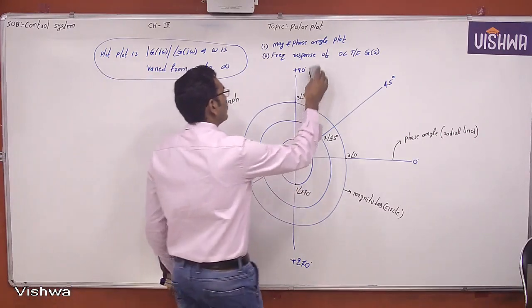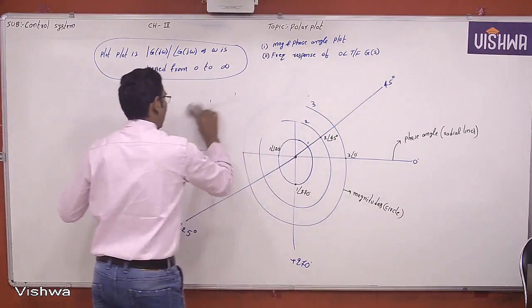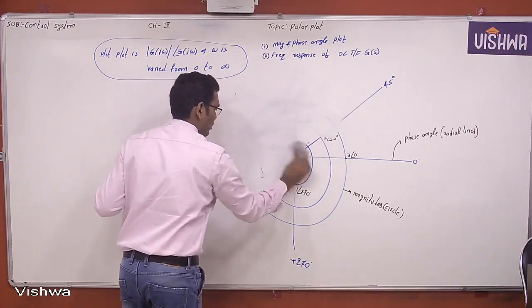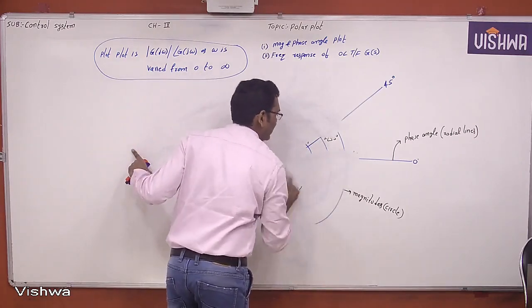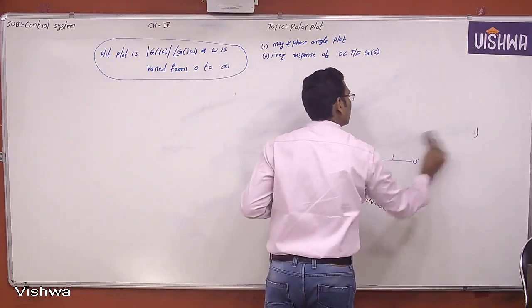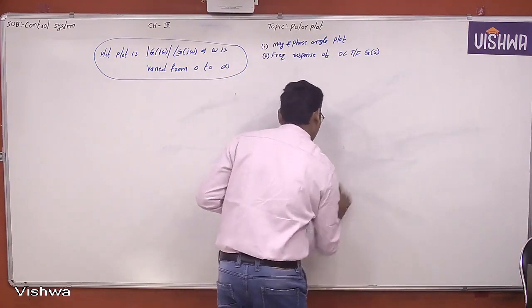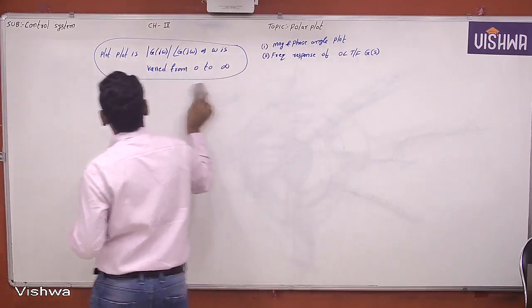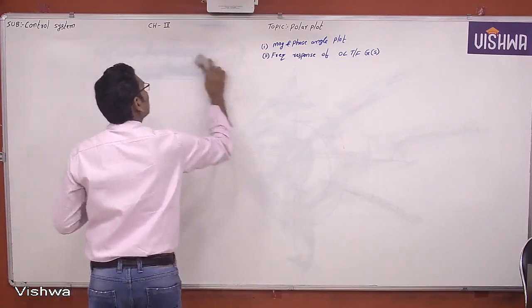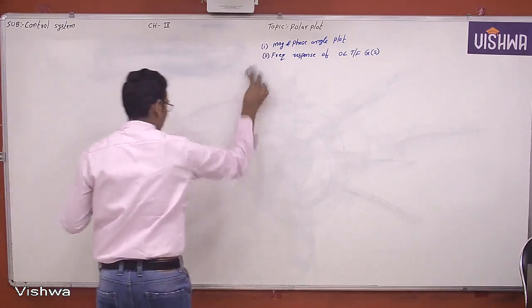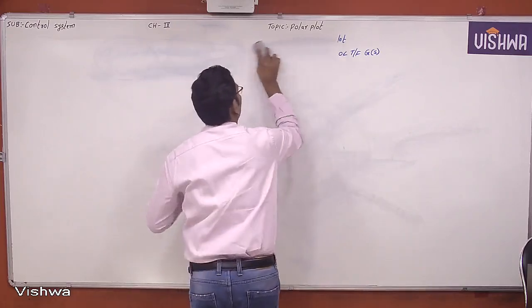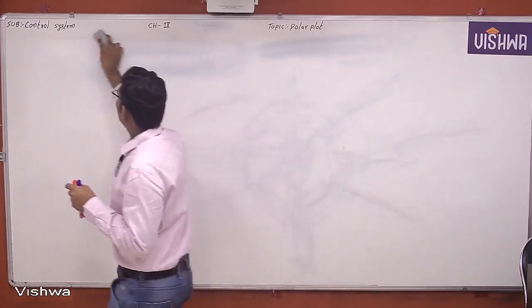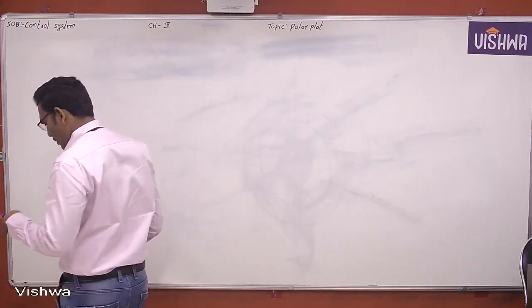Now we will draw the polar plot, which is the magnitude and frequency response of the open loop transfer function. If you know how to calculate the magnitude and the phase angle, this is a very simple plot. Now we will try to solve one by one.